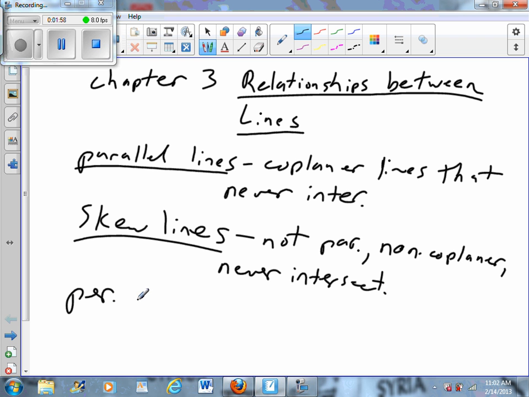What are perpendicular lines? They intersect at right angles. Yeah, they intersect at right angles. They form right angles, right?